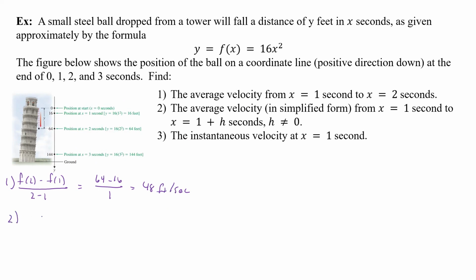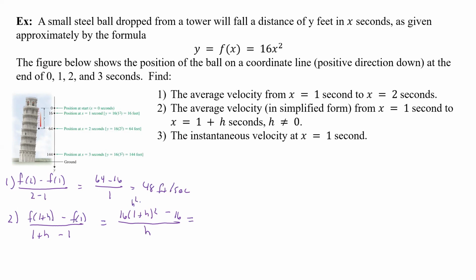Now what about part two? We're going from 1 to 1 plus h, so we have f of 1 plus h minus f of 1, over 1 plus h minus 1. Now we have 16 times the quantity 1 plus h squared, since we plug that in for x, minus 16, if we plug in 1. Now 1 plus h minus 1 is just h, so on the bottom we just have h.